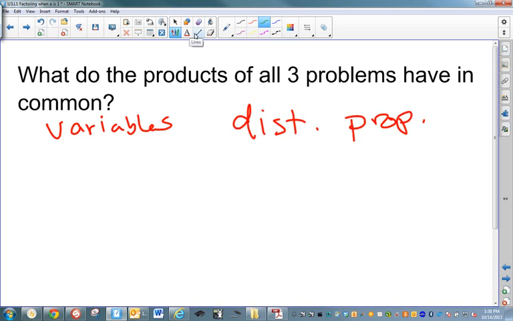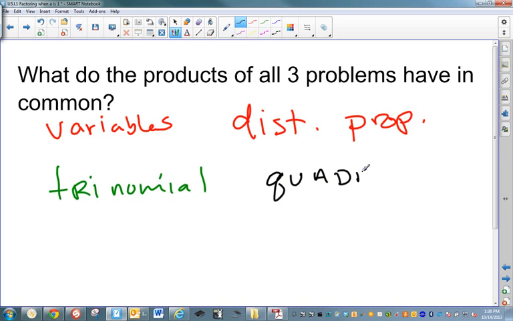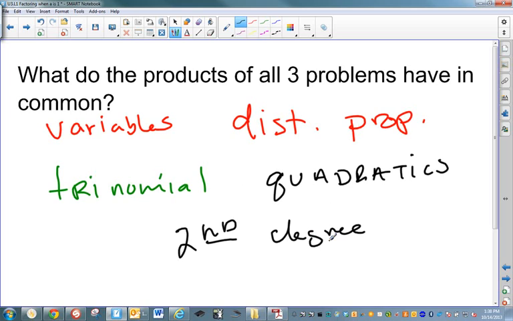Landon, what did you guys talk about? Do you know what kind of polynomial they are? Okay, they are all polynomials. Just what kind are they? They're all trinomials, because there are 3 terms in each one. Sean? They are quadratic, right? They're all to the second degree. Did anybody want to mention anything else about them?